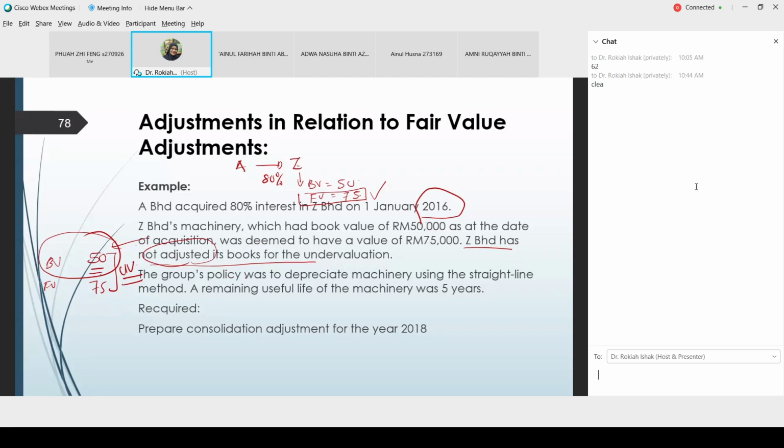The group policy was to depreciate machinery using the straight line method. The remaining useful life of the machinery was 5 years. Based on the book value, the depreciation will be 50 divided by 5 is 10. But based on the fair value, the depreciation here will be 75 divided by 5, so it will be 15. Since you are still recording based on the book value, your depreciation here will be understated by 5, the difference between the old and the new one. So you need to prepare consolidation adjustments.